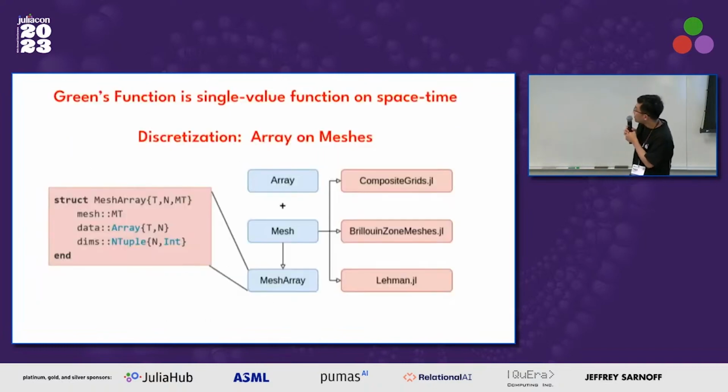Since Green's function is a single-valued function on space-time variables, it's natural to save it as an array on discretized meshes. This leads to the core structure in our package, which is the mesh array shown here. And of course, to overcome the challenges I mentioned before, we still need to use efficient meshes that are specialized for different purposes. These are generated by three other packages we developed, shown in the right column.